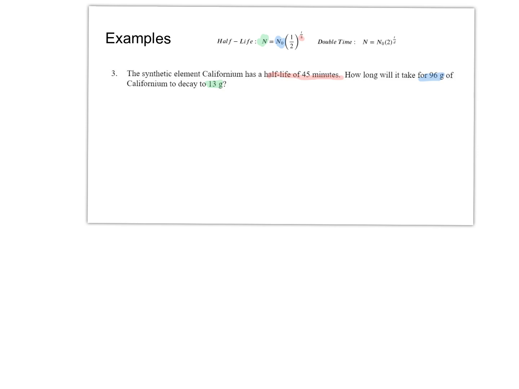So N, N-O, T, H. N is going to be 13. That's what we're going to end with. We're starting with 96 grams of the stuff.